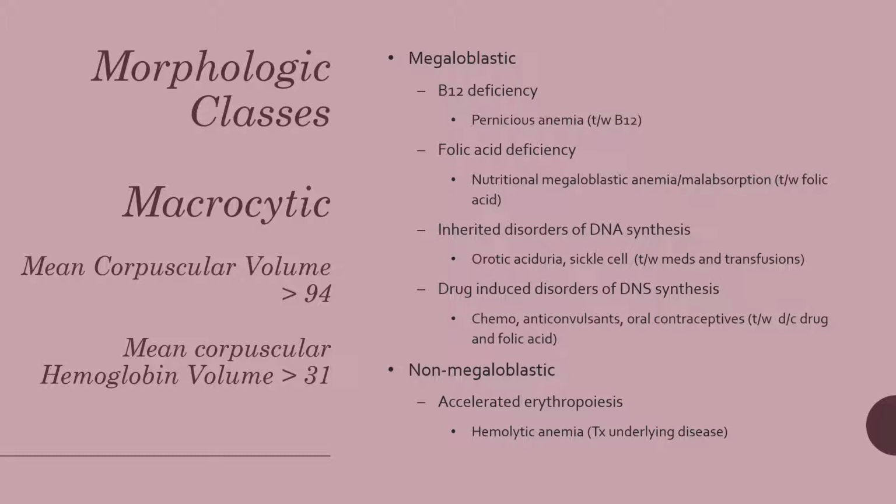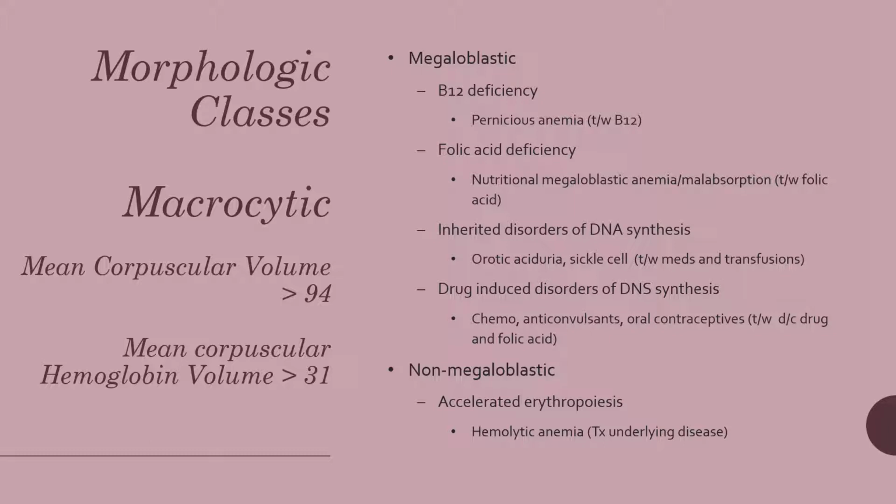And then we also see megaloblastic anemias show up when there are drugs that have probably altered normal DNA synthesis. So chemotherapy drugs would be noted for this, some anticonvulsants and some oral contraceptives. The treatment for these is to consider whether we can stop the drug that is causing the megaloblastic anemia. Is there something else that we can do? And in some cases, we'll go ahead and we will give a folic acid supplement.